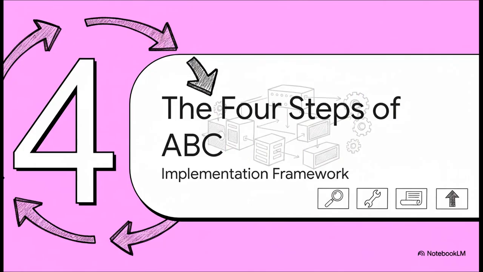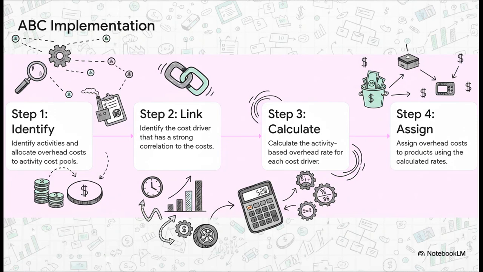All right, this all sounds quite sophisticated in theory, but how does an organization actually implement such a system? Well, let's delineate the implementation framework into 4 clear, logical steps. So here's the process. First, you have to identify all the significant activities and allocate your overhead costs to them, creating what we call cost pools. Make no mistake, this is a major undertaking.